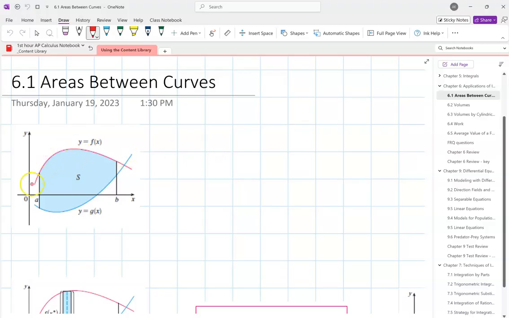So say we have some function f of x and some function g of x, and we want to find the area in between the two. Basically this region S.